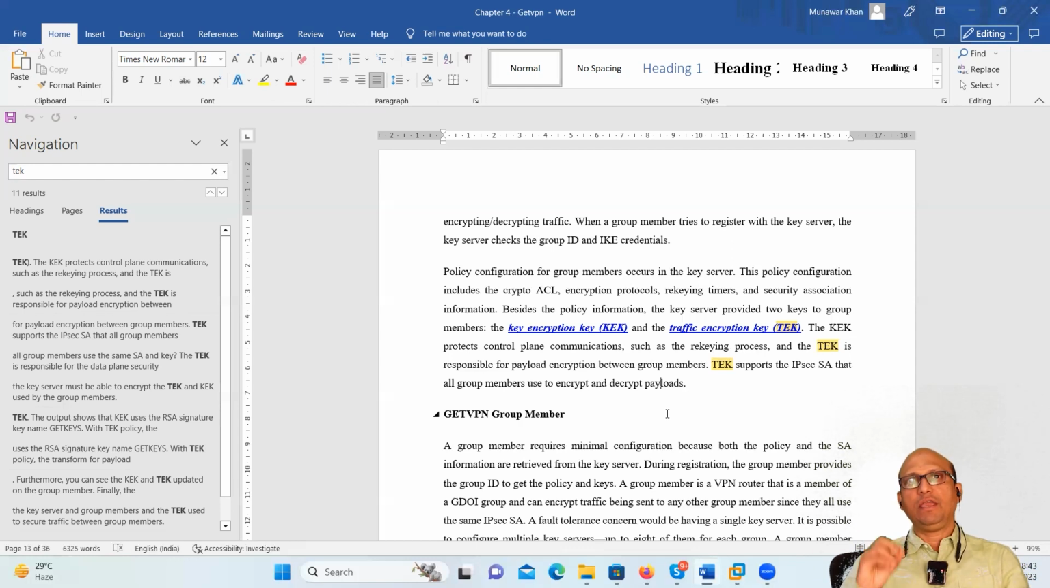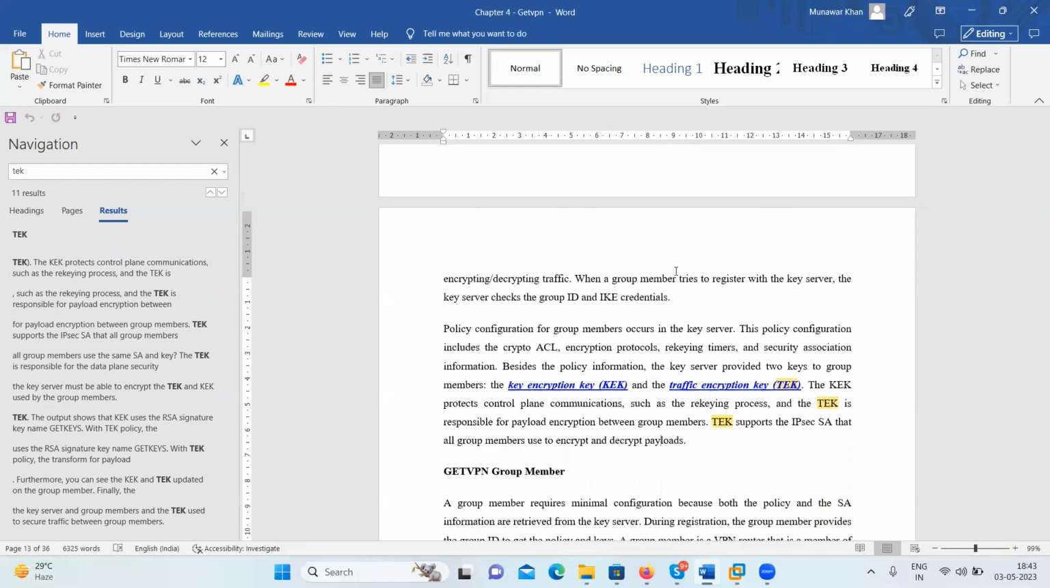Because if my key expires for some reason, I will not be able to either encrypt my data or decrypt anyone's data. Definitely, it is not always that I'm going to send something. I am also going to receive from somebody. So if I'm receiving something, I cannot decrypt it. Why? Because I don't have an authorized traffic encryption key. Who's going to offer me that? Definitely my key server.